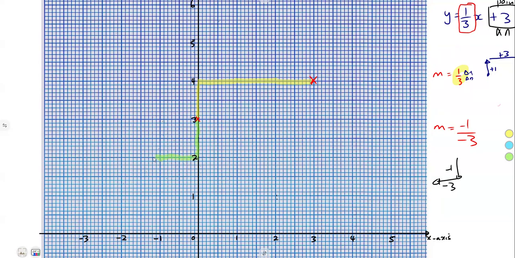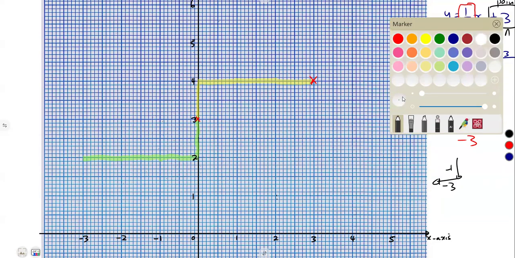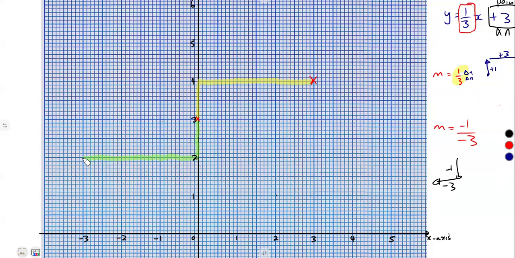So this is -1, -2, -3. You are moving -1, -2, -3. So you end up where? You end up here. At that point, you mark it. So you've got 3 points now. You can join them. But like I said, those 2 points were even okay as they are.